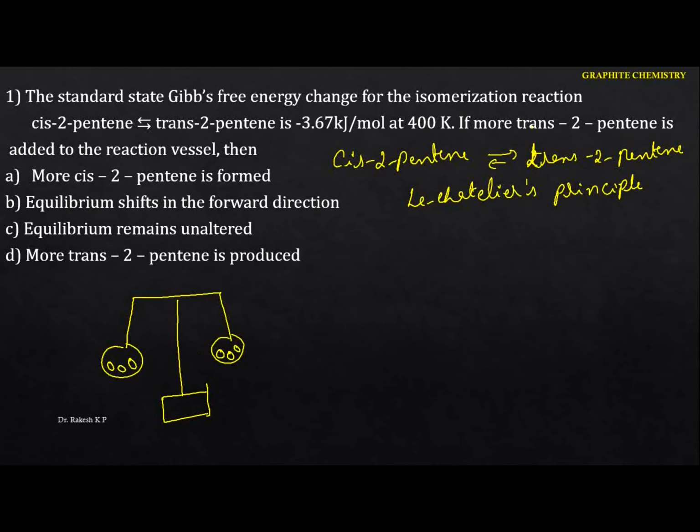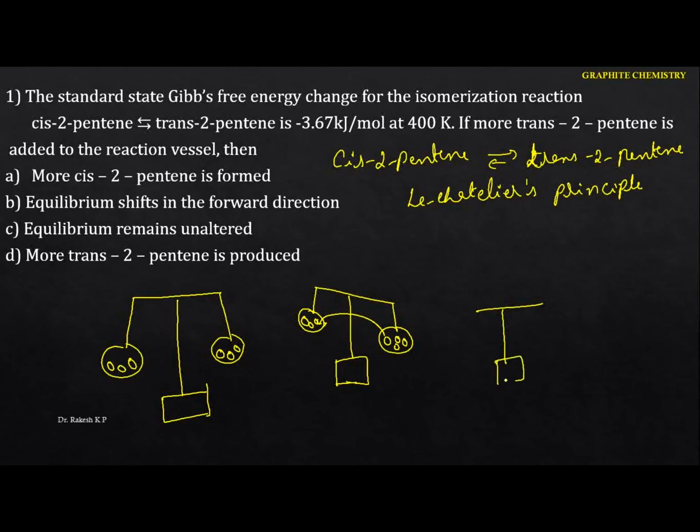Now, if more trans-2-pentene is added, the balance will be like this. Initially we have 3, and here I am going to add 1 more. If you add more of the product here, it will change back to the original position by shifting, and finally you will again get it like this.